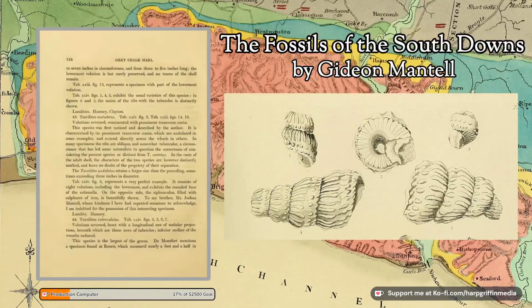Tablet 24, figures 1, 4, 5, exhibit the usual varieties of this species. In figures 4 and 5, the union of the ribs with the tubercles is distinctly shown. Localities: Hamsey, Clayton.